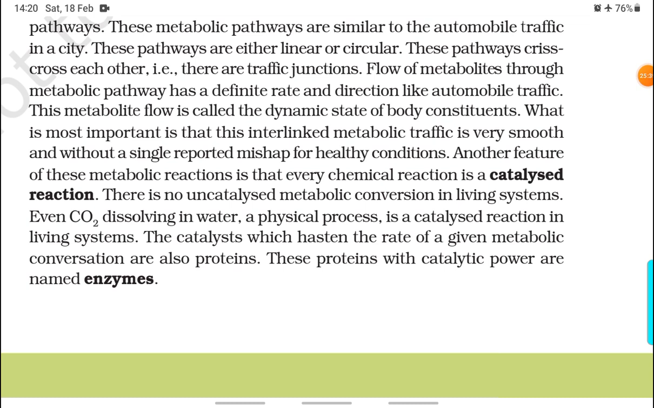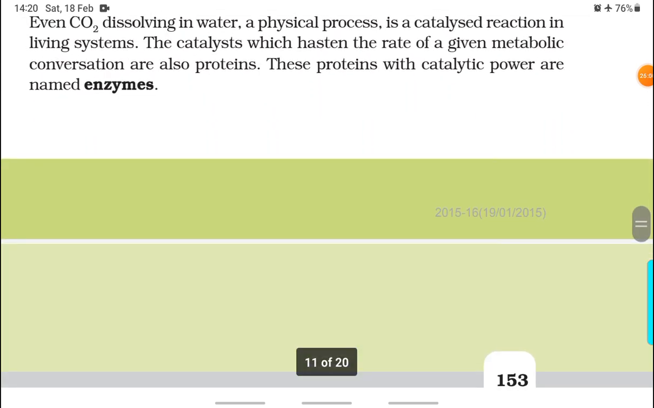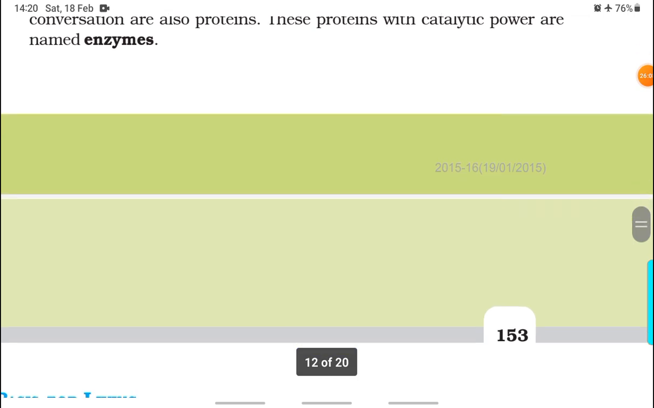for healthy conditions. Another feature of these metabolic reactions is that every chemical reaction is a catalyzed reaction. There is no uncatalyzed metabolic conversion in living organisms. Even carbon dioxide dissolving in water, a physical process, is a catalyzed reaction in living systems. The catalysts which hasten the rate of given metabolic conversions are also called proteins. These proteins with catalytic power are named enzymes.